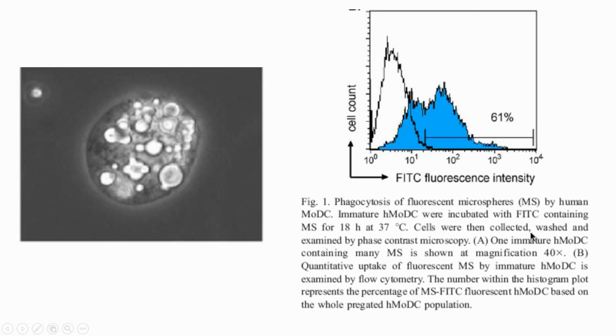Okay, so here is an example. What you are seeing here is phagocytosis by a dendritic cell. You have dendritic cells which have been incubated with fluorescent microspheres. All of these are fluorescent microspheres, and in panel A of this figure you are seeing a fluorescent microscope image, and it is showing how many particles are in one cell.